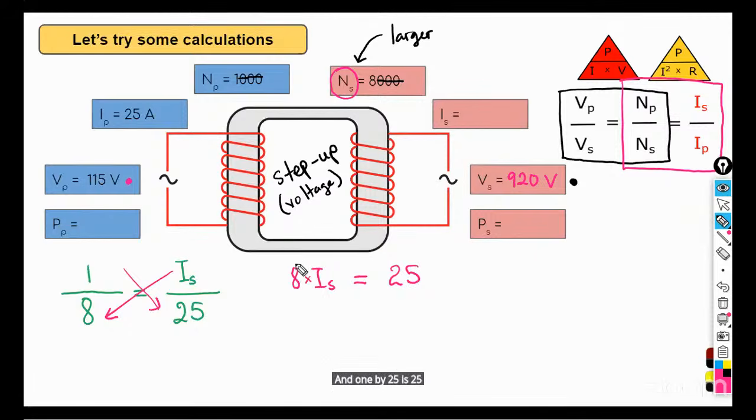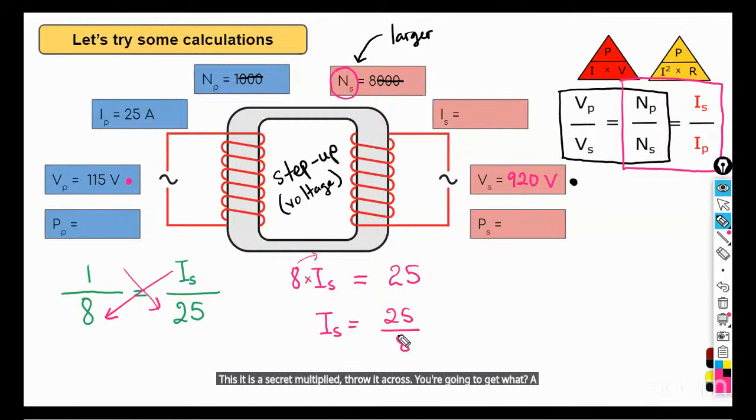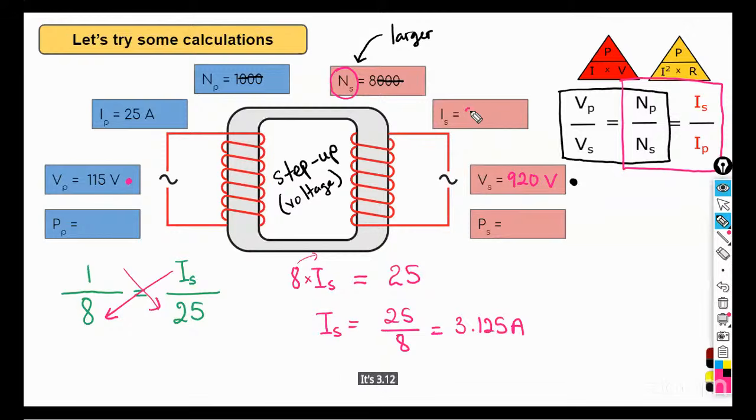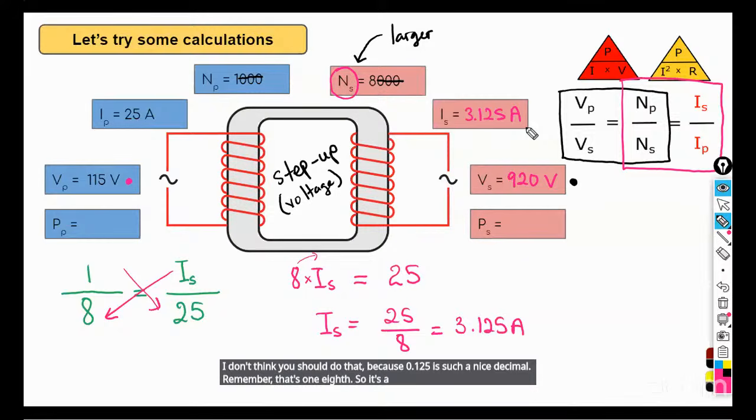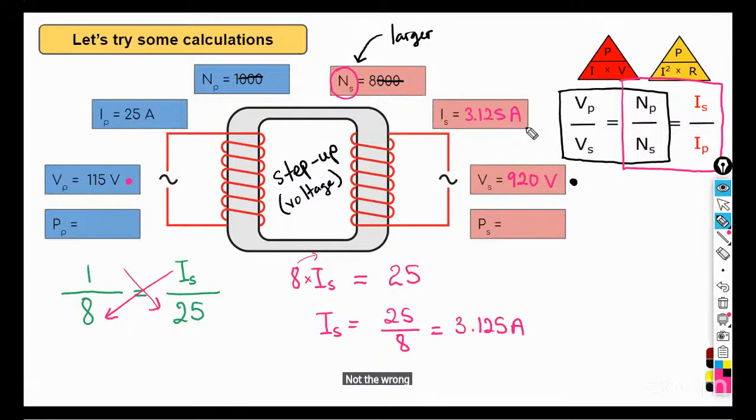This 8 is a secret multiply, throw it across. You're going to get a divide. Let's divide that. 25 divided by 8 is 3.125 amps. I know some of you might round it off to 3.13. I don't think you should do that because 0.125 is such a nice decimal. Remember, that's 1/8. So it's a real good idea not to round off nice decimals. Keep all three decimal places.